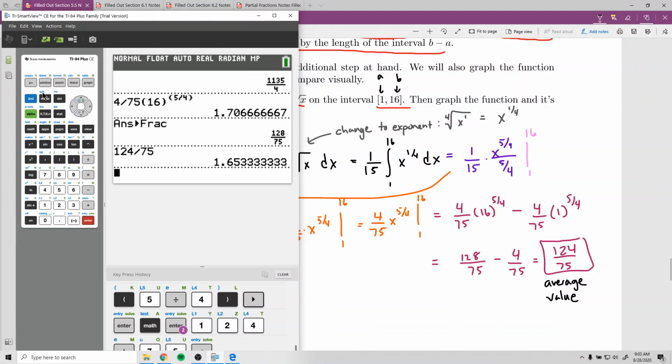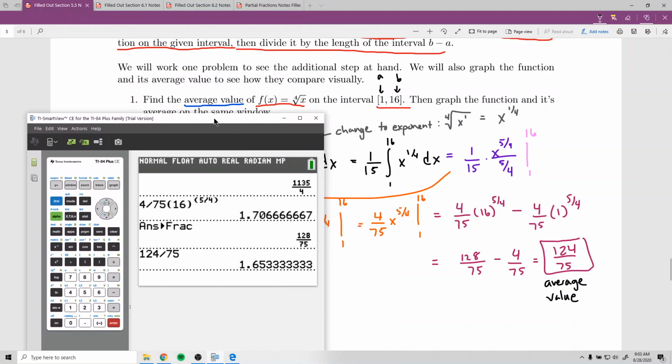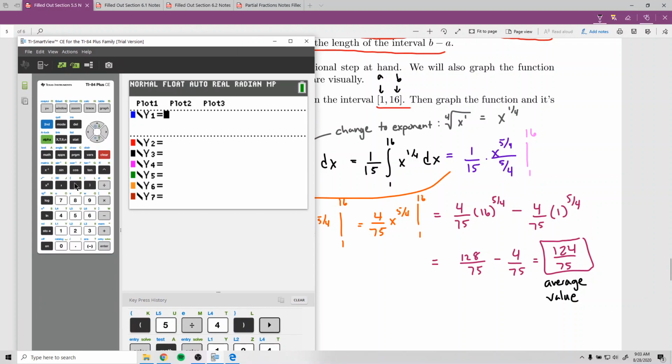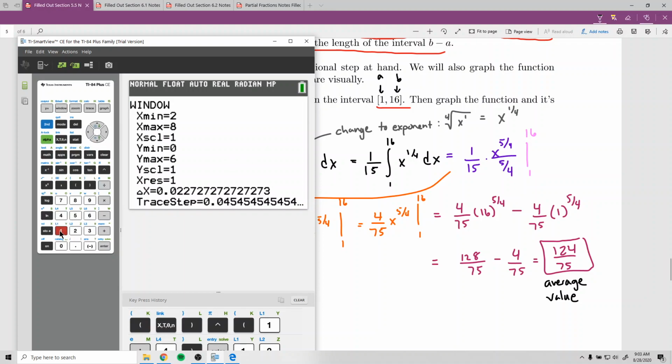Right? But what I'm going to do is also do the second part. I'm going to graph the function and its average value on the same window. So I want to graph the 4th root of x. I'm just going to write x raised to the 1/4 because it's the same thing. And then its average value we got to be 124 divided by 75. The window will need adjusting because the x values need to be from 1 to 16. It tells you that exactly.